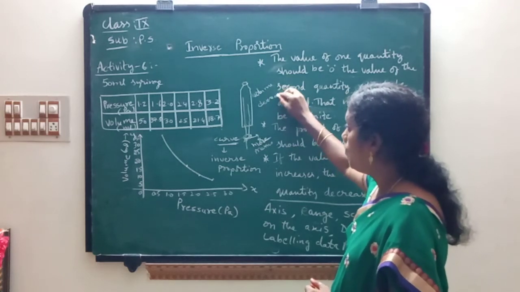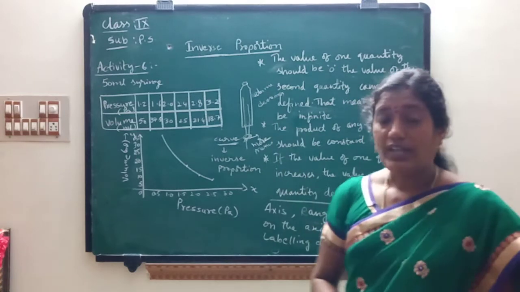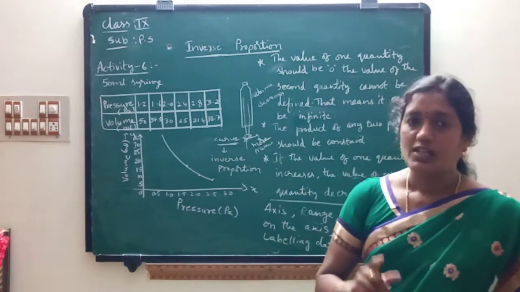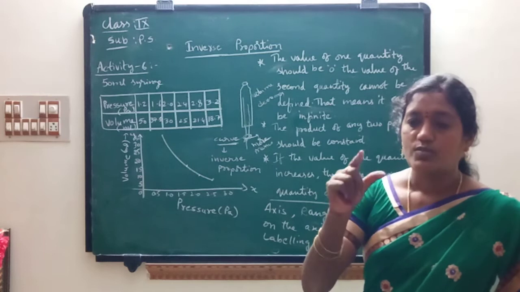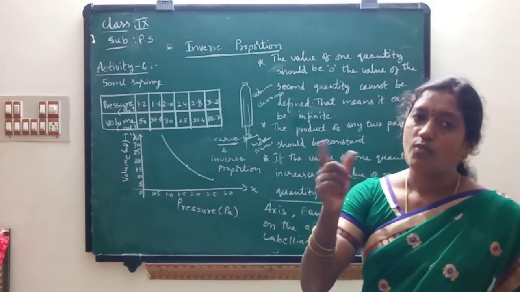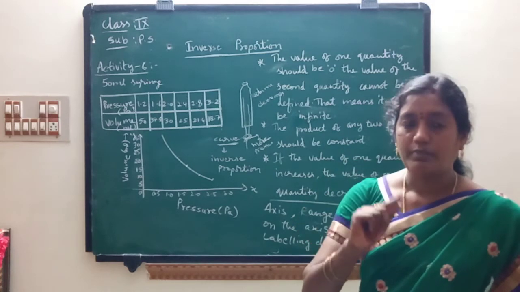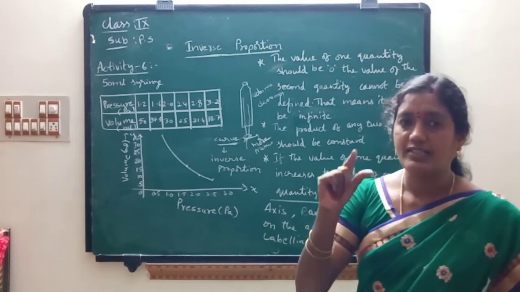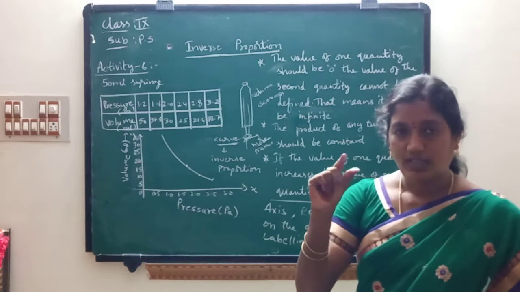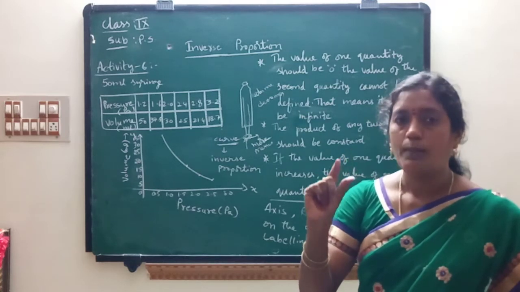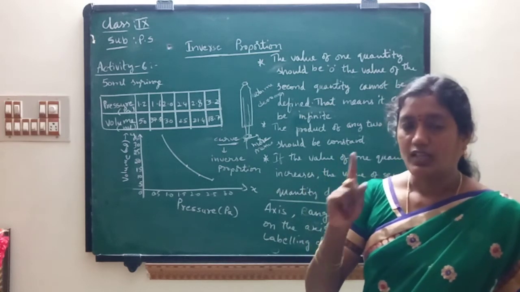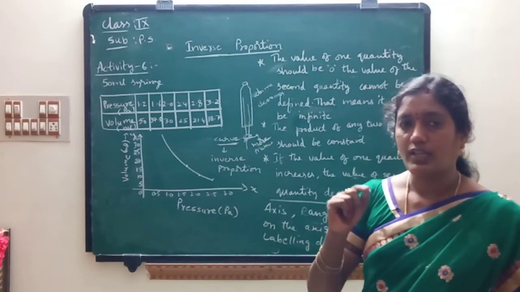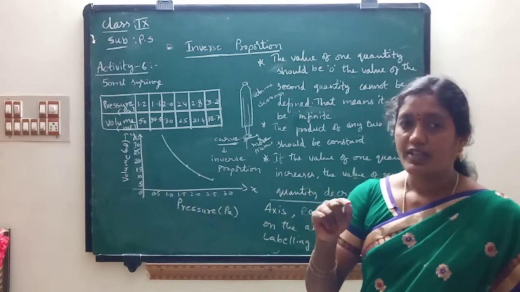So here what we have to observe is that when you apply more pressure, the volume decreases. When pressure increases, the amount of space inside the syringe decreases by applying more pressure. That means if one quantity is increasing, the other quantity is decreasing.